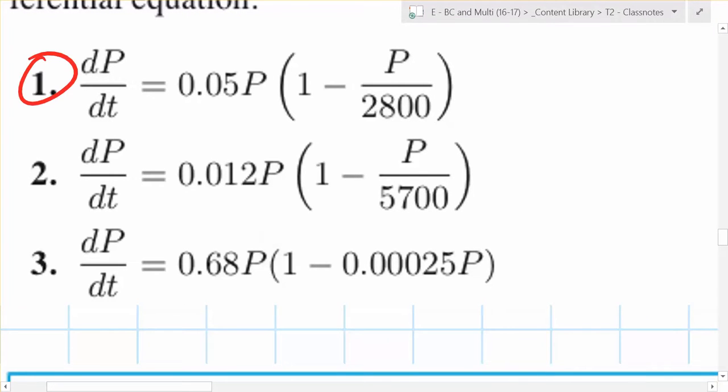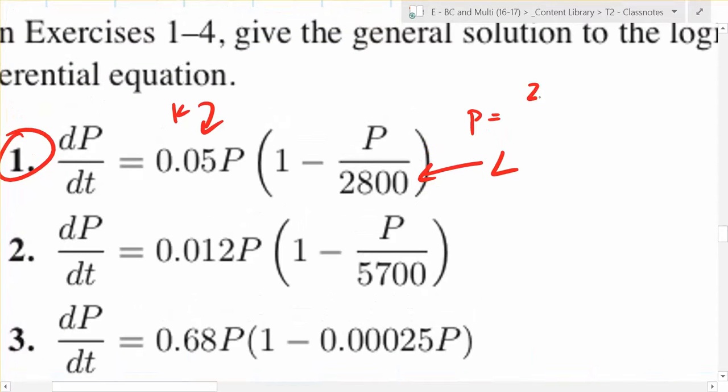Let's look at number 1 here. What's the K value? Yeah, that's the K value. What's the L value? 2800. So if you remember that formula, which I just showed you, you might have memorized it by now, maybe. Yeah, you're going to have P is equal to, what's on top? 2800 over 1 plus A to the negative 0.05 T.